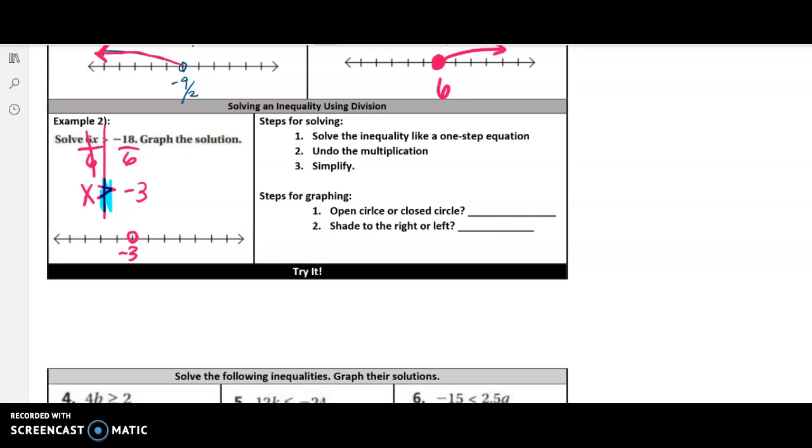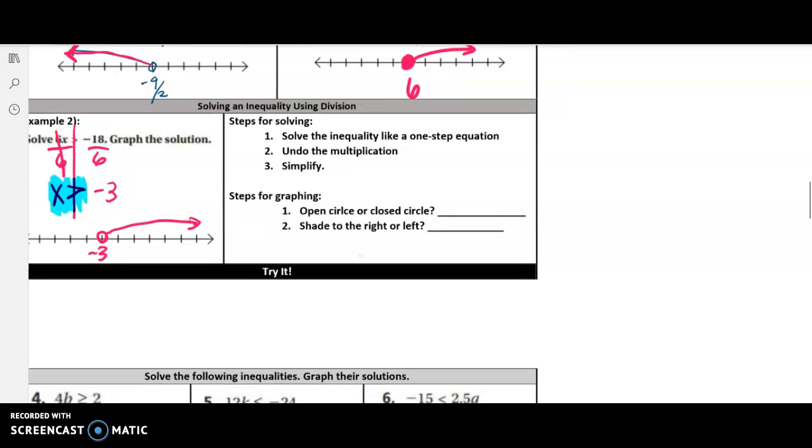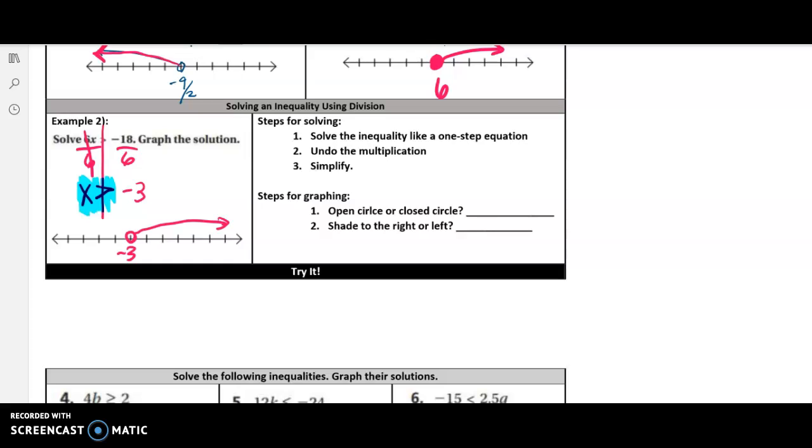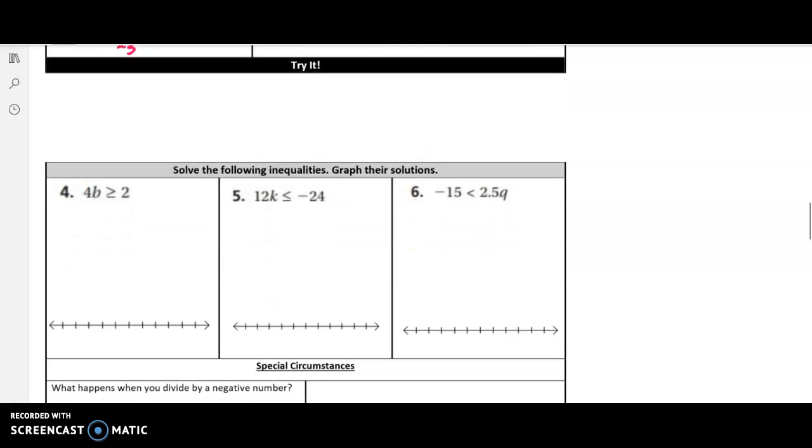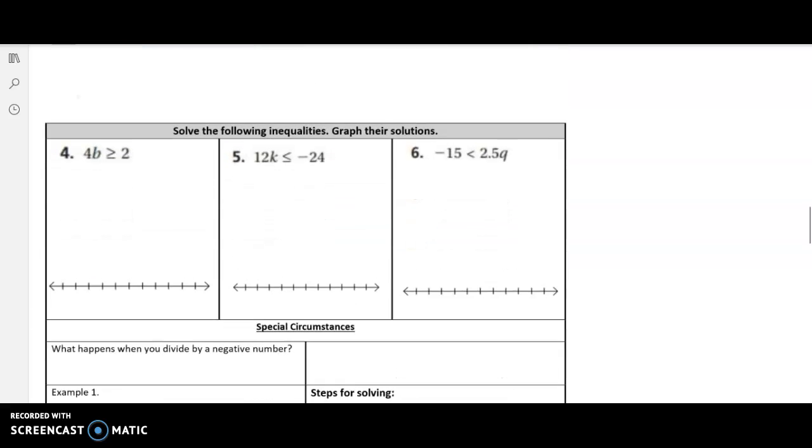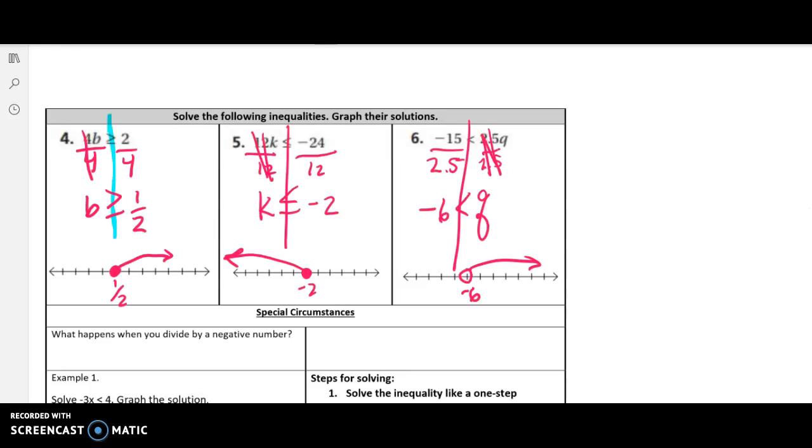And then my graph is pointing to the right, and because my inequality has my variable on the left, my inequality is also pointing in the direction it needs to go. So x has to be greater than -3, so every number above it. Like I said, this was an open circle, and it's going to the right. So again, you're going to do the try-its, and then you're going to compare your answers with mine.